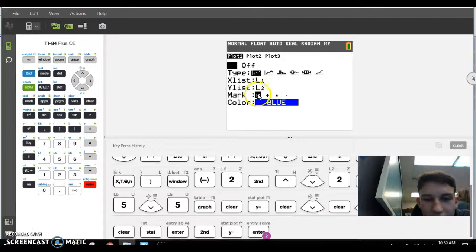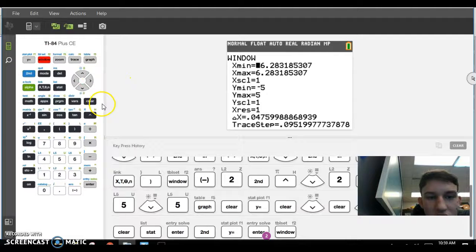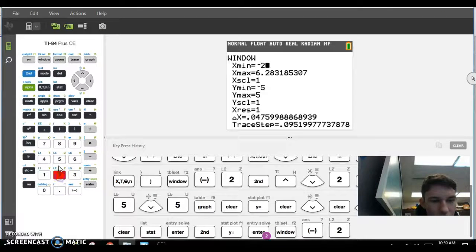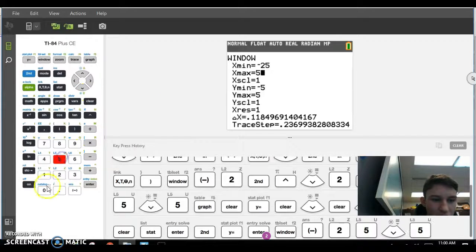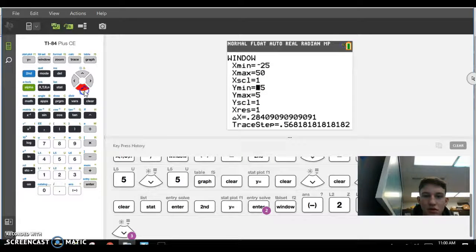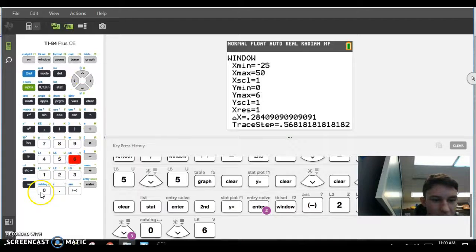And I like to use this square mark. Then you're gonna go to window and make sure your window's all set. Since our X minimum is -20, I like to set it a little bit below that, so I'll go -25. And our X max is 40, so I'm just going to put it at 50. Then our Y minimum is 1, so just put that at 0. And our Y maximum is 50, so just put 60.